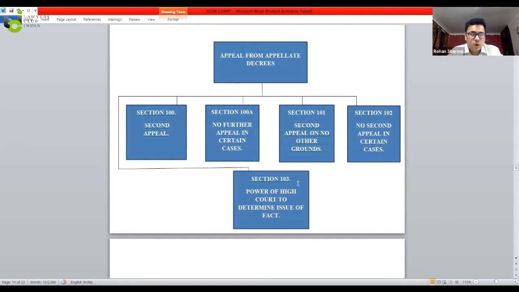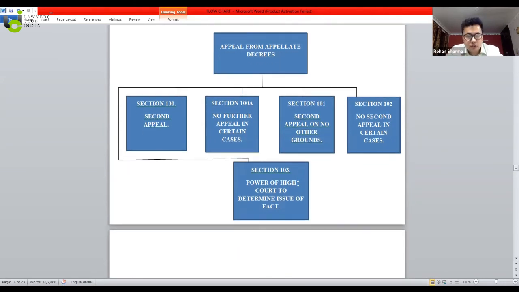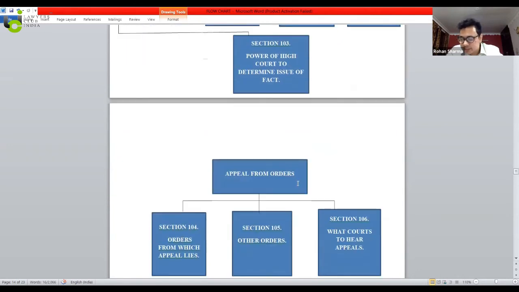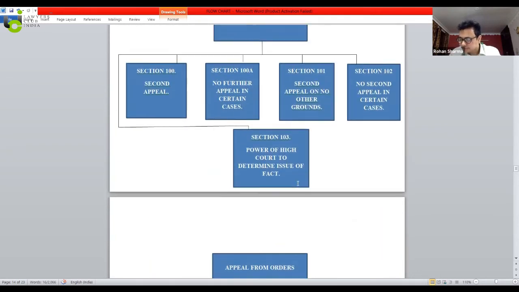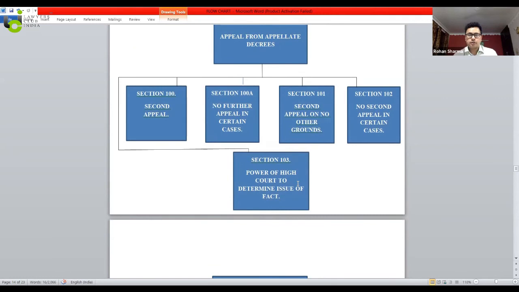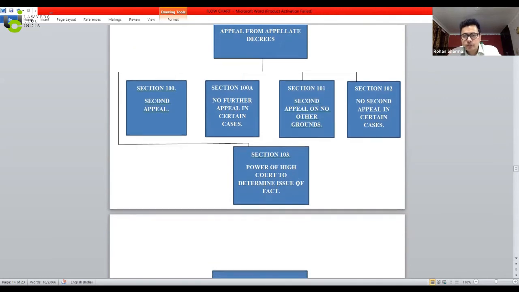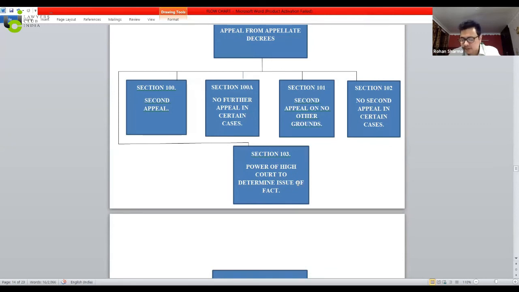So, how and when these procedures are done and in what manner these proceedings proceed is what this set of sections deal with. Of course, Section 102, there are certain cases where no second appeal lies. These are usually your cases wherein the suit value is less than 25,000.